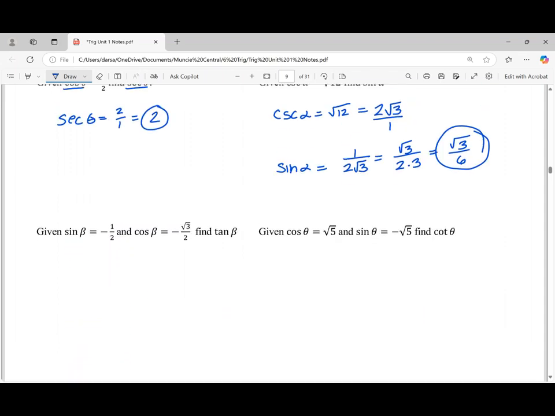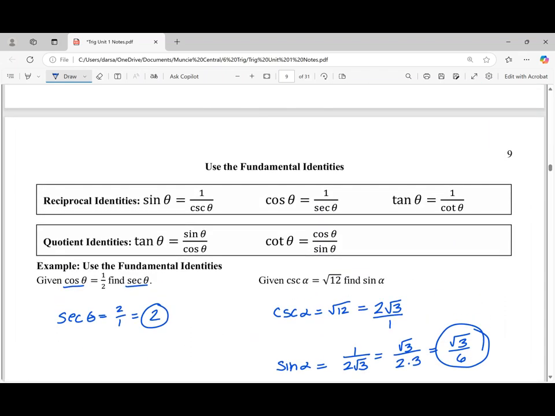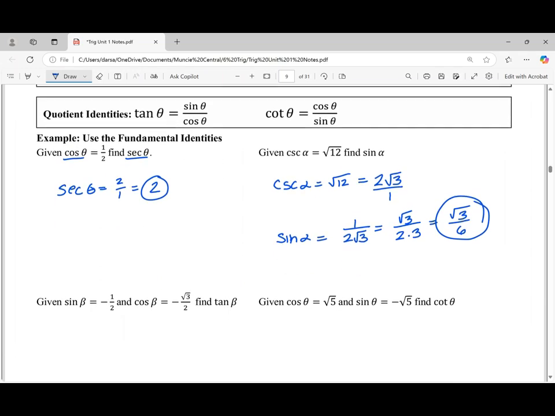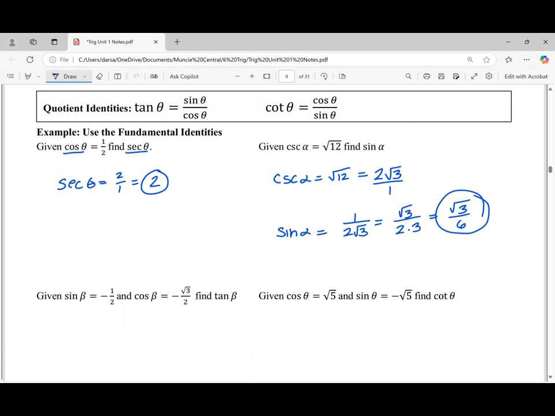So our quotient identity tells us that the tangent of theta is equal to the sine of any angle divided by its cosine. And then if we think it through for a second, look at this: the cotangent is the upside down of the tangent, so it's just cosine over sine. Just flip it over. We're going to use these a lot towards the end of Unit 1. So knowing that tangent is sine over cosine is a really important thing.